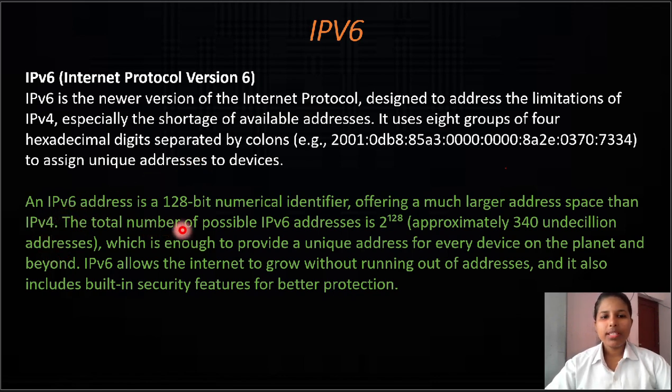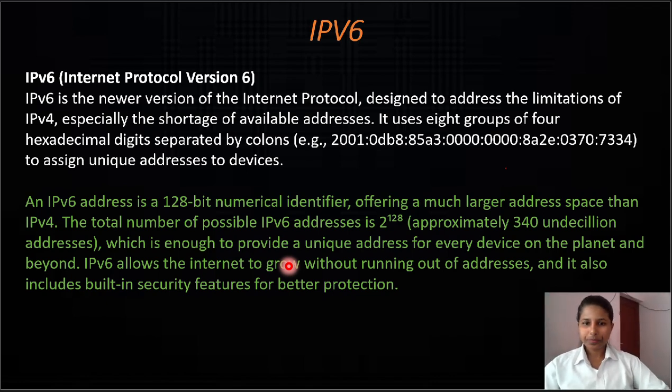IPv6 is a 128-bit numerical identifier, as IPv4 is 32-bit, and IPv6 is a 128-bit numerical identifier offering a much larger address space than IPv4. The total number of possible IPv6 addresses is 2 raised to 128, approximately 340 undecillion addresses, which is enough to provide a unique address for every device on the planet and beyond. IPv6 allows the internet to grow without running out of addresses.